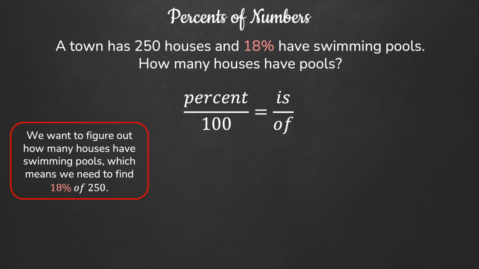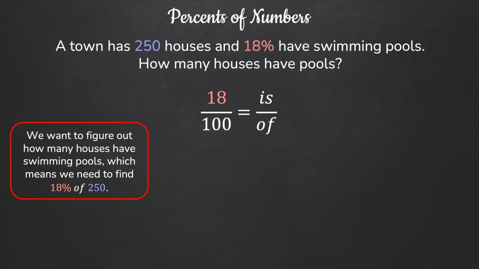And we know that 18% have swimming pools, so we're going to replace this percent with 18. And now we have 18 over 100, which is perfect because percents are out of 100. Then we know that the town has 250 houses, so that's the total number of houses. So that's going to be our new denominator because that's the total. 100% of the houses means that there are 250 houses. However, only 18% of those houses have swimming pools, so let's go ahead and solve for that.